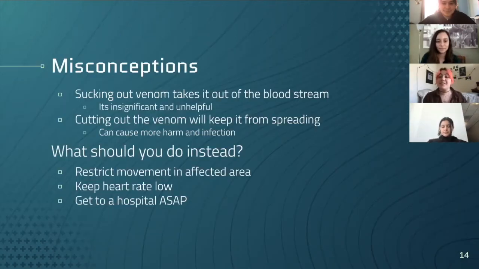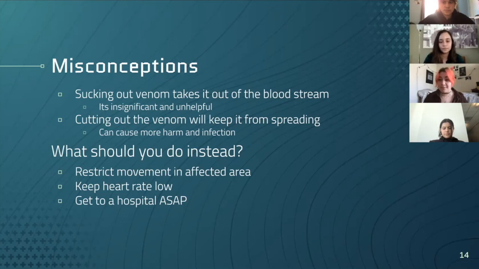There are a few misconceptions that come along with snake bites that are widely known by a lot of people. One of the most common misconceptions is that sucking out venom helps take it out of the bloodstream. However, the amount of venom that actually is taken out by this method is insignificant, if any, and unhelpful. Some also believe that cutting out the venom will keep it from spreading. However, this can cause more harm to the person and can lead to an infection.